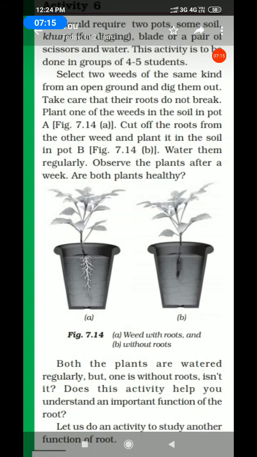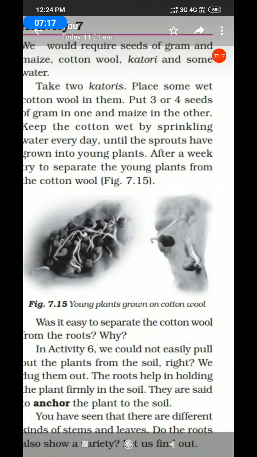Next activity, activity 7. Book page number 58. Take page number 58, all of you. All of you see the picture in your book. We would require seeds of gram and maize, cotton wool, katori, and some water. Katori means bowl.